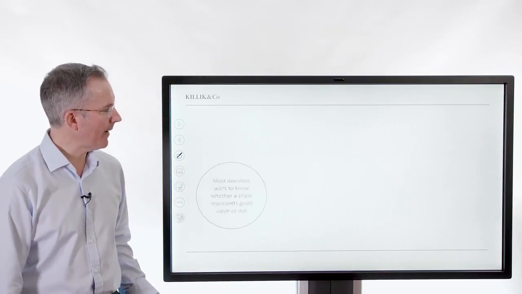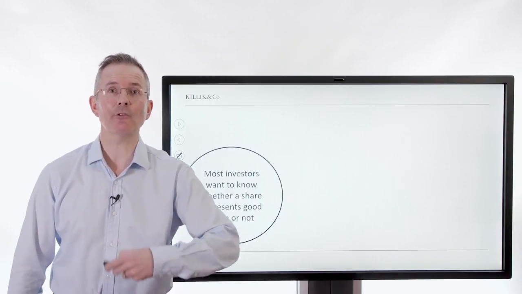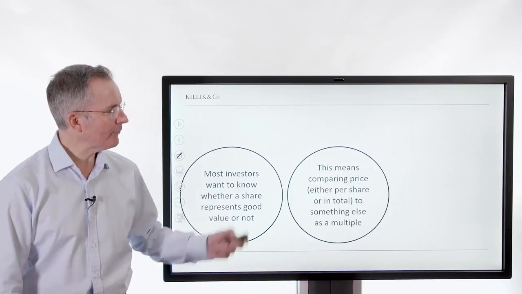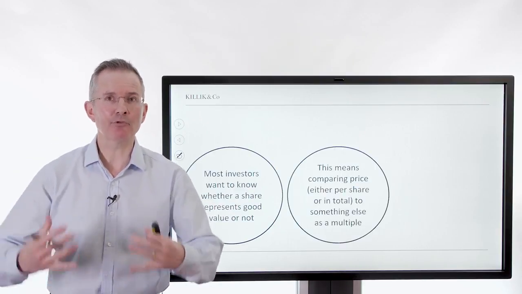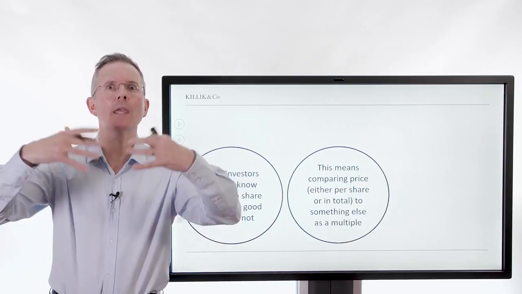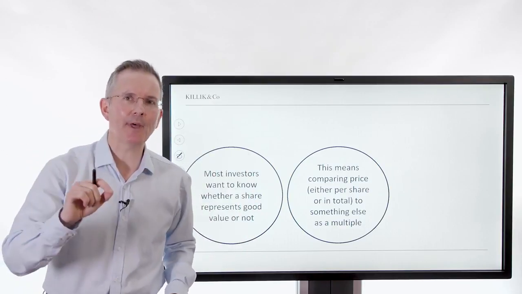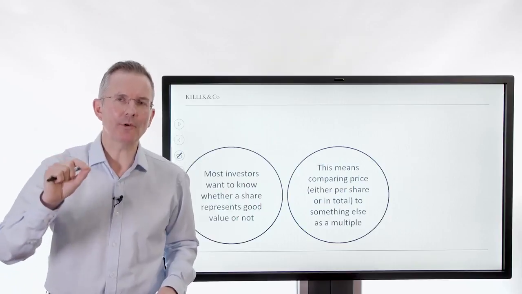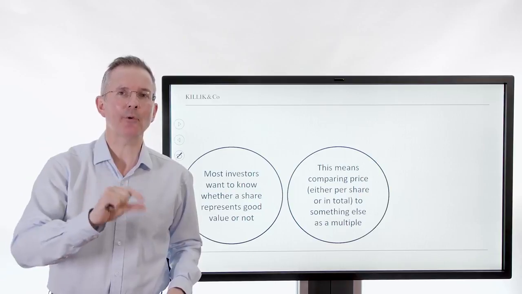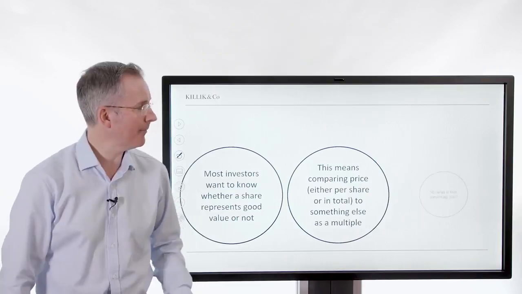A recap on where we're going then. Most investors want to know whether a share represents good value or not against its peer group, against the wider market, against alternative places to put their money. That means comparing price to something. Price is what you've got to pay to buy a company. So we're going to look at the share price or the market capitalization. If you want to do it on a sort of macro basis, we're going to compare it to something to get a handle on whether it's cheap or expensive. In other words, the principle here is how many times that something else is the current price. The higher the multiple, the more expensive the share and vice versa.